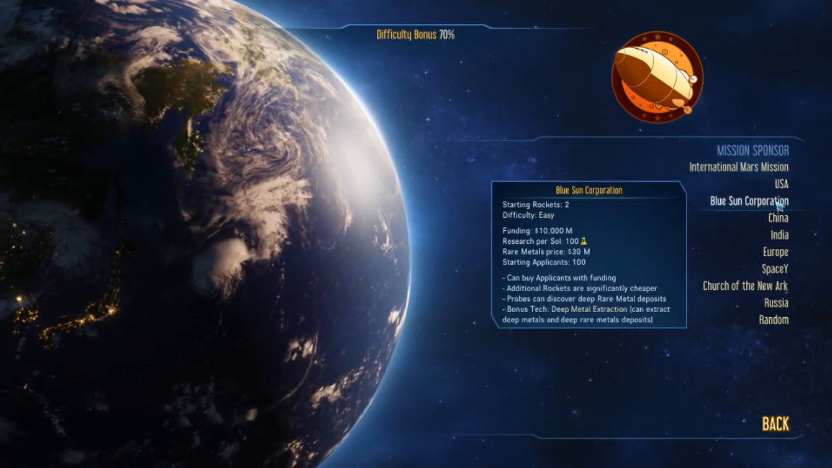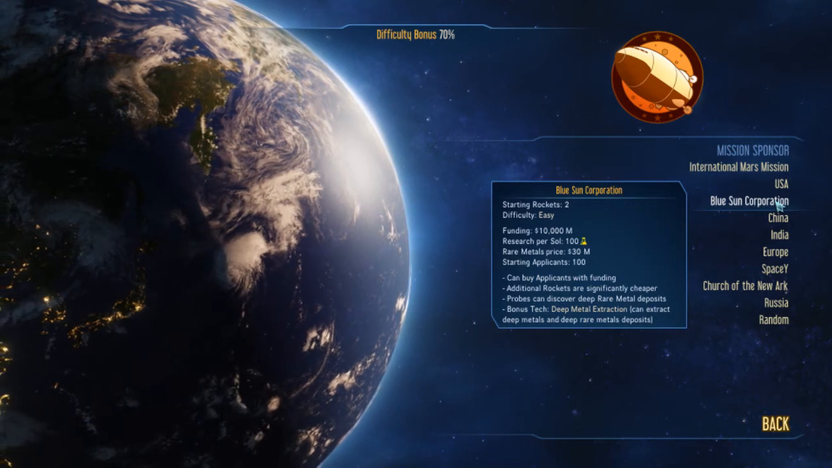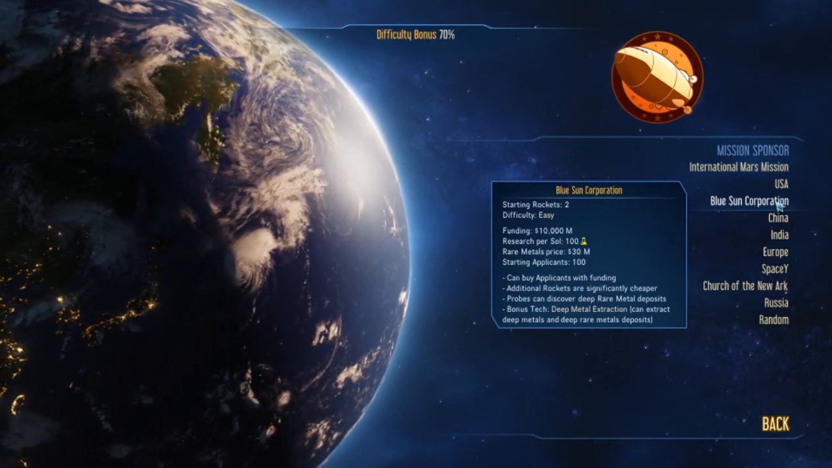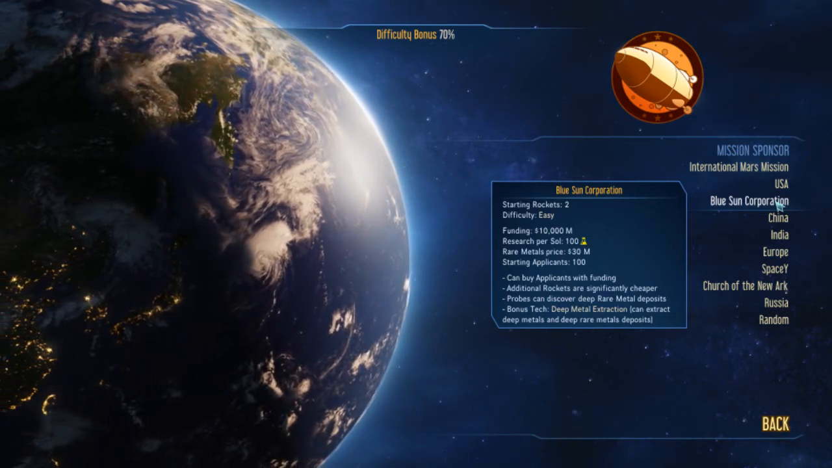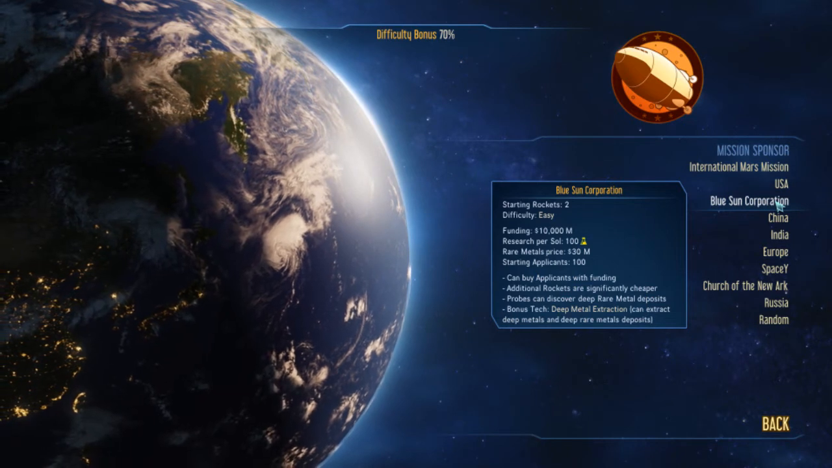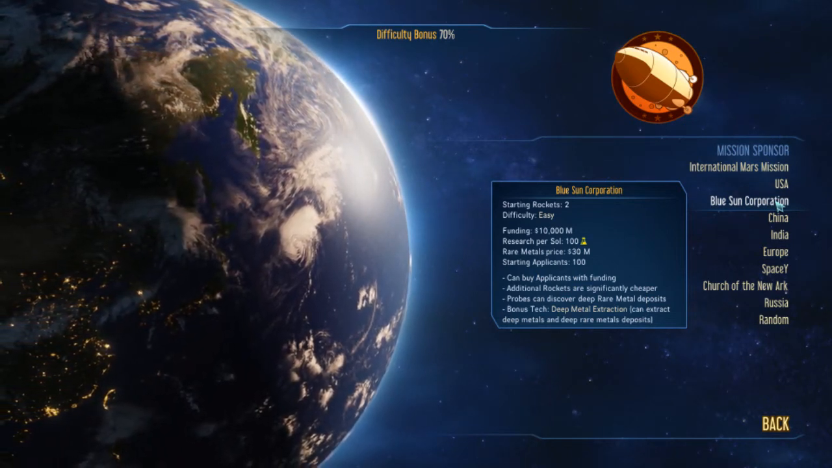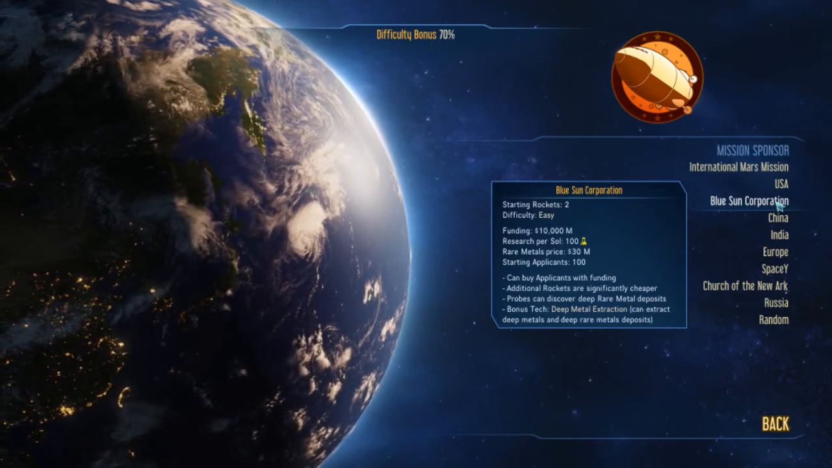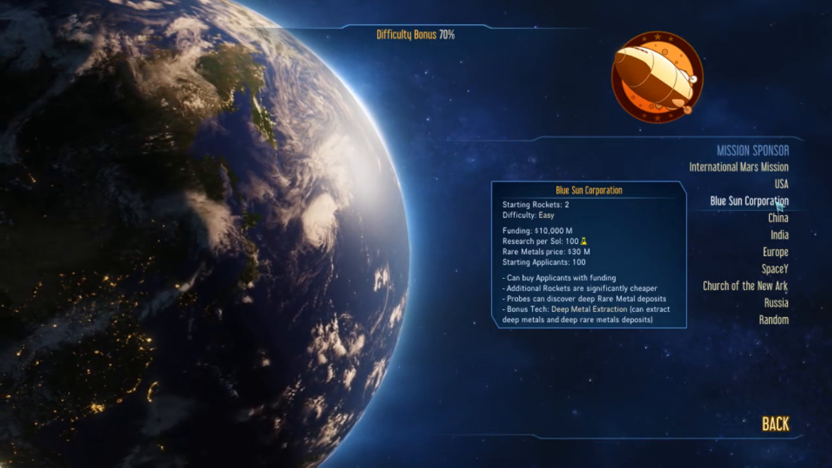Blue Sun Corporation is sort of the more extreme end of the capitalist there. They start off with 2 rockets, which is good enough under most circumstances. They start off with $10 billion in funding, which is a good amount. They don't get very much research per soul, only 100. The rare metal price is the highest in the game at $30 million per unit, and they only have 100 starting applicants. You can buy more applicants with funding, but I find that that's never a useful thing. You rarely ever need to do that unless you're really just picking for like celebrities or something like that.